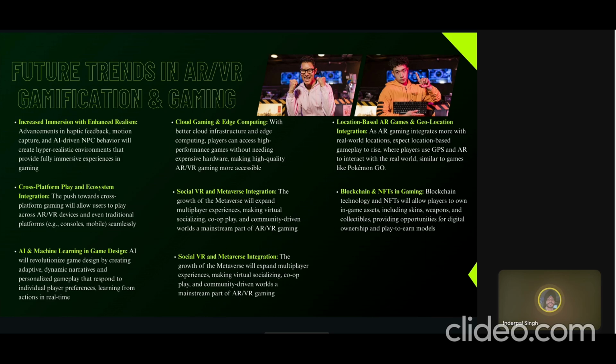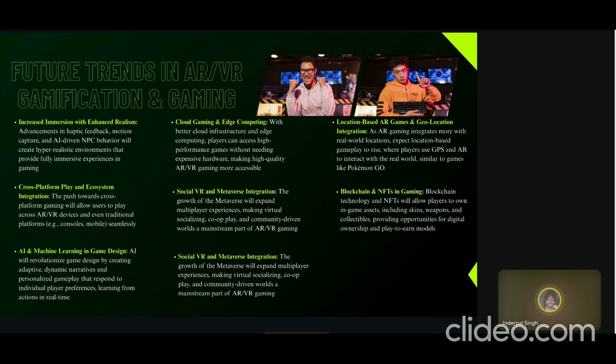Augmented reality is also turning the real world into a game board. Expect more location-based games using GPS and AR overlays, integrating digital content and gameplay directly into your physical surroundings, far beyond current examples. Finally, blockchain and NFTs introduce true digital ownership. Players might soon truly own their in-game items as verifiable assets, enabling trading and selling and potentially new play-to-earn models, adding a real economic layer.